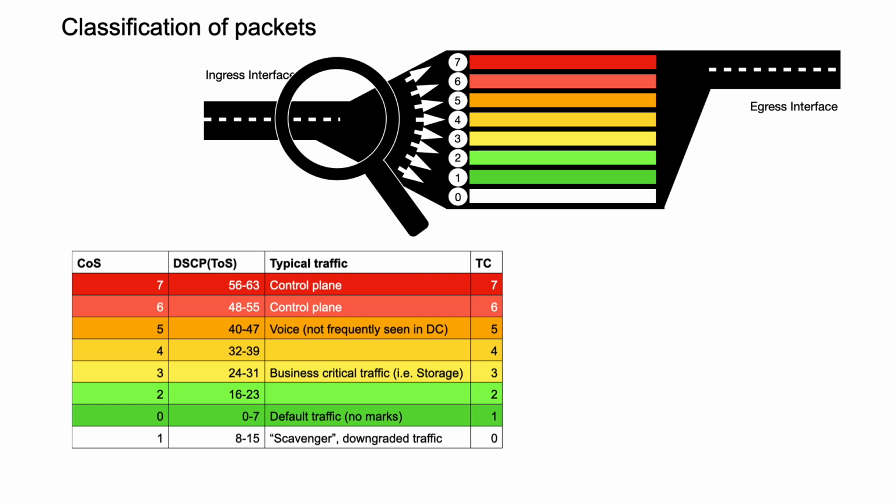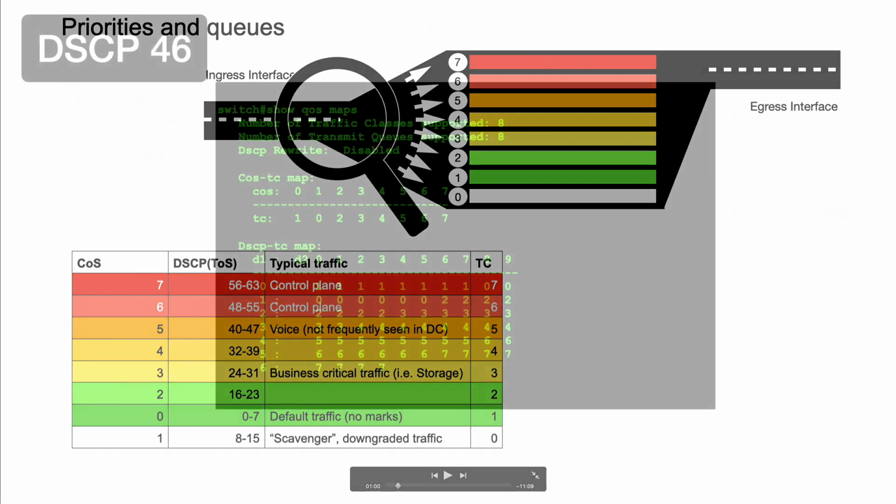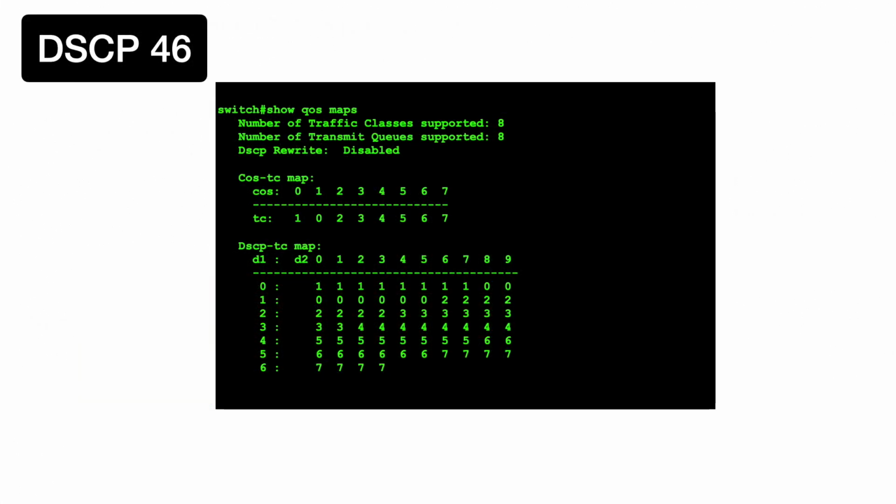When an IP packet transits through a network device, the content of its headers is parsed. Based on the value of the differentiated service code point field, or .1q class of service, the packet is assigned to a traffic class or another. Let's have a look at how a DSCP value is mapped to traffic classes on an Arista device. We will use the well-known value 46 as an example.